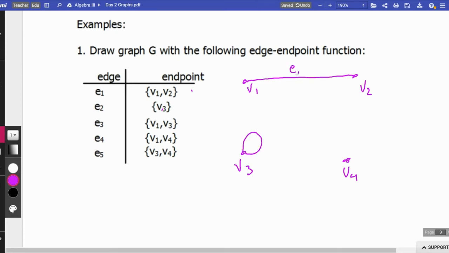You can label these. Edge 2 is right there. Edge 3 goes from 1 to 3. I kind of wrote this in the way, but it's going to go right there. That'd be edge 3. 1 to 4 is the next one. That would be edge 4. And edge 5 is 3 to 4.